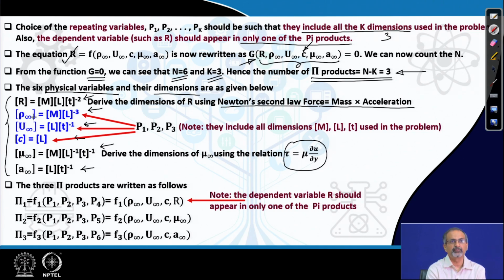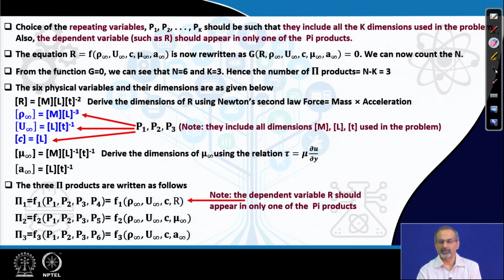We are identifying the blue colored variables as the repeating variables P 1, P 2, P 3. Why? Because if you combine them, you have M, L, T, all the k dimensions included. Now, coming to defining the pi's. So, there are 3 of them, pi 1, pi 2, pi 3. You see, these are the repeating variables, and the last one is the one which is non-repeating. Only one of the pi products contains r. So, we have followed all the rules while forming the pi products.